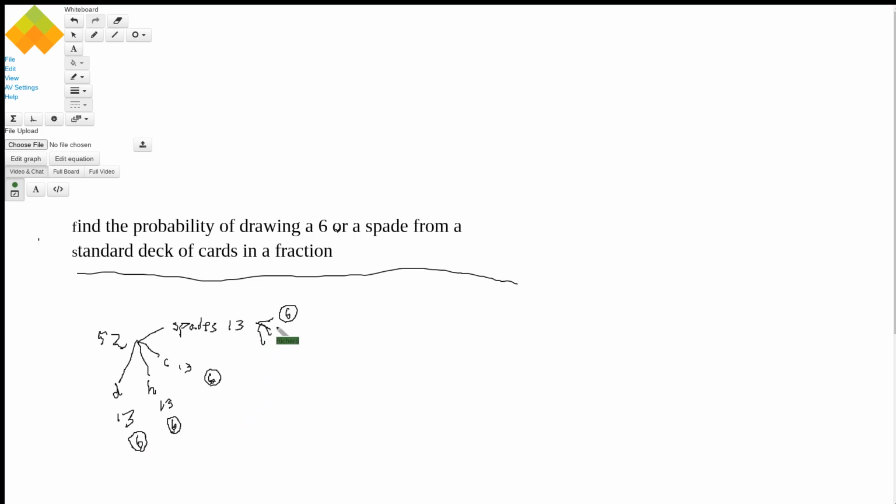So it's all of these 13, all the spades, because any spade would qualify as an event here. And then these three here have to be accounted for also, because it's "or." This is a key word here. So there's three more that we didn't account for: we've got all the spades, including the 6 of spades, but then there's a 6 of clubs, 6 of hearts, 6 of diamonds. And altogether, there are 52 cards in the deck.